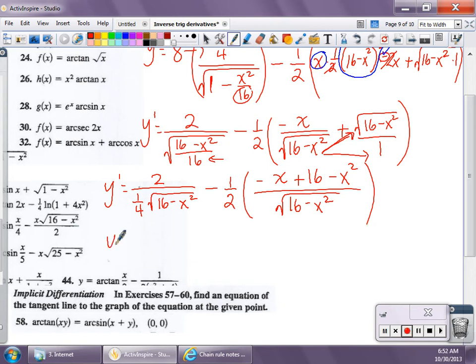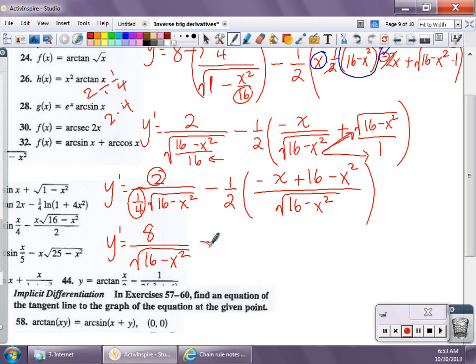In the first term, where I have 2 divided by 1/4, that's 2 times 4. Remember, when you divide fractions, you multiply by the reciprocal, so I have 8 in the numerator over the square root of 16 minus x squared.